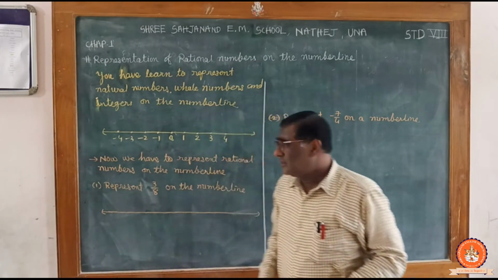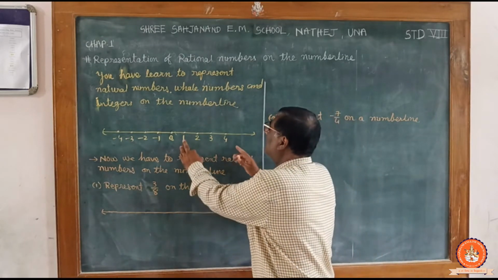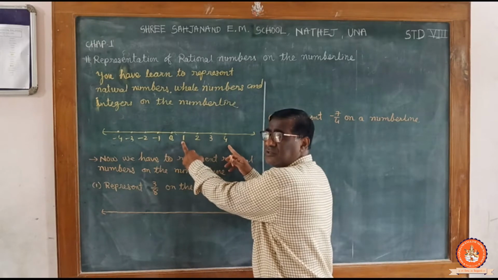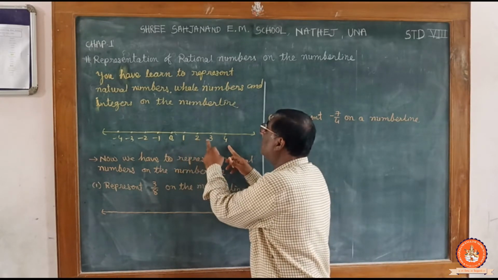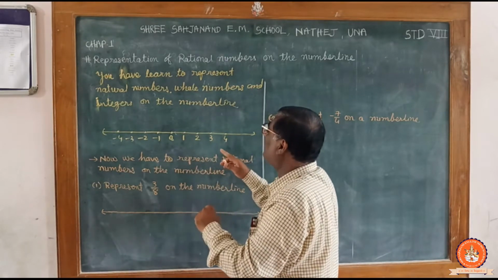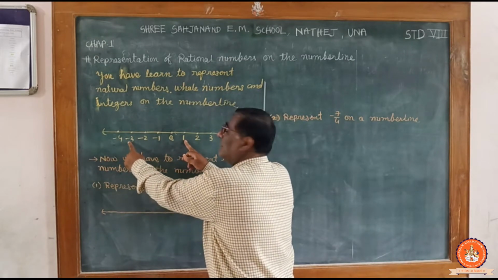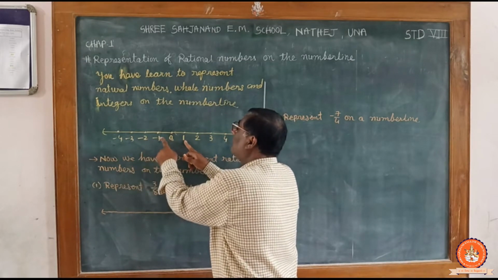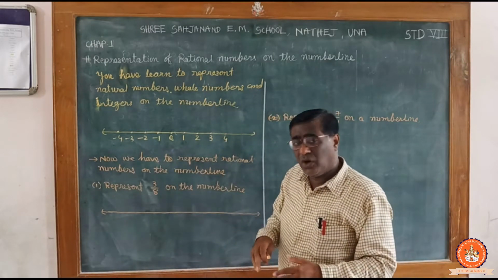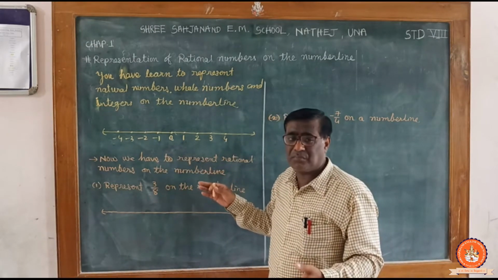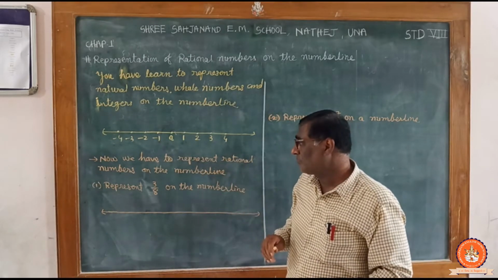My friends, can you tell me how many numbers are there between 1 and 4? How many natural numbers are there between 1 and 4? Certainly 2 and 3. Okay. How many integers are there between 1 and minus 3? Certainly 0, minus 1, minus 2. Okay. Now you have learned to represent these numbers on the number line, and you can easily represent these numbers.